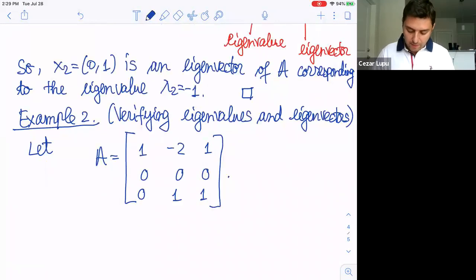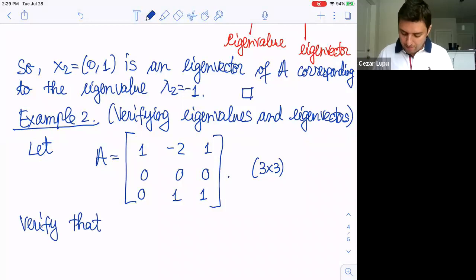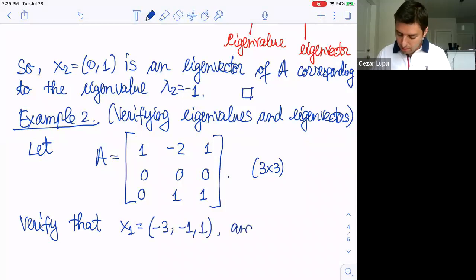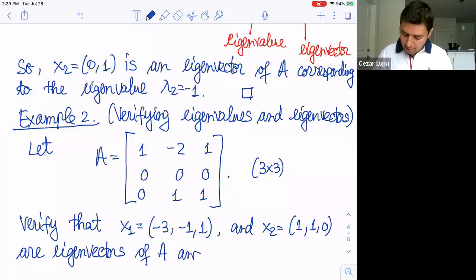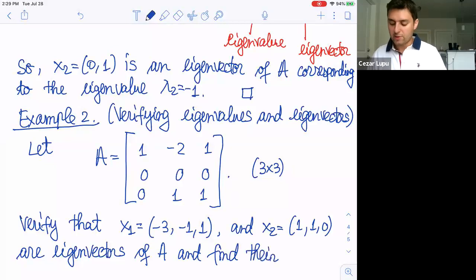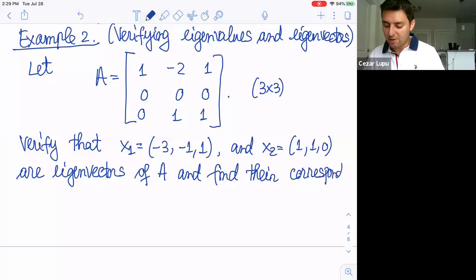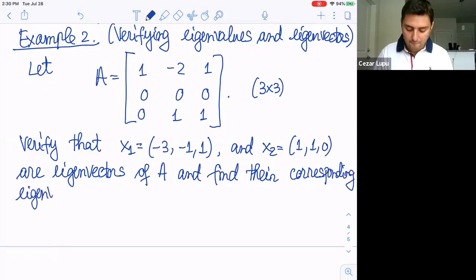And for this matrix, so again, this is a 3 by 3. Verify that x1, let's say negative 3, negative 1, 1, and x2 is 1, 1, 0 are eigenvectors of A, and find their corresponding eigenvalues. So we don't know which are the eigenvalues, so we have to find them. Anyway, this is a simple example. All right, so what are we left to do? Just apply the definition, that's it.